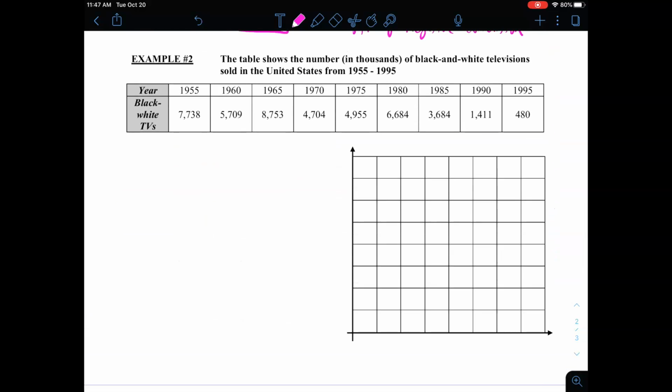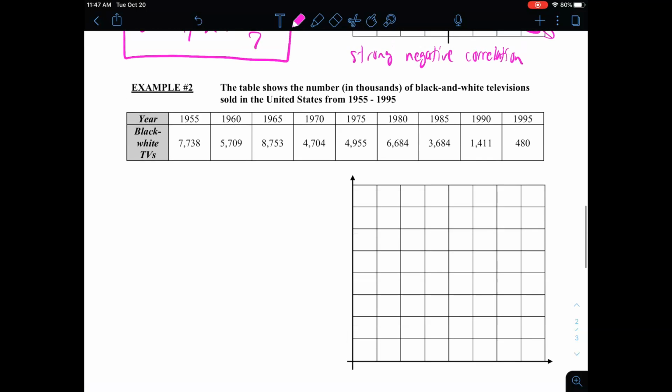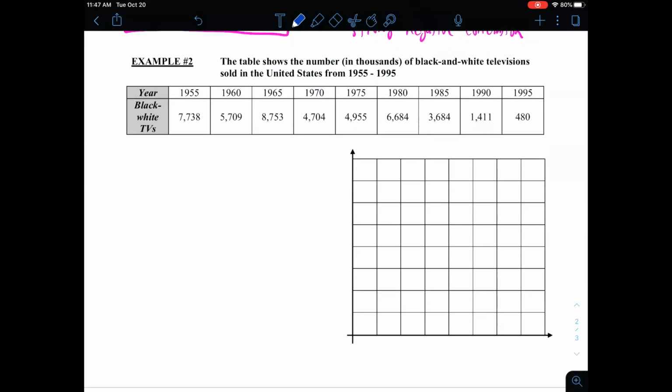Last example for today. So the table shows the number in thousands of black and white televisions sold in the United States from 1955 to 1995. All right. So first thing we're going to do here, we're going to graph these on a scatter plot. But what I would do is I would always call the original year, call that year 0. Okay, I'm going to put 0 right there, and then going up to 1960, it's going to be up 5. So 10, 15. Basically, they're going up by 5 years every year. Just do this. Makes it easier to graph.